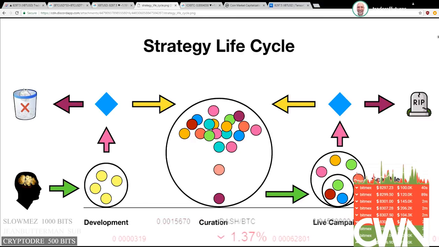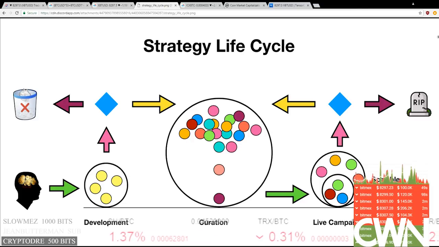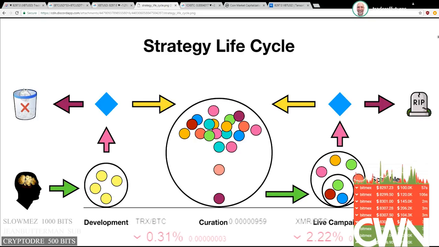Because you're not putting the odds in your favor. And that's the key. You want to put the odds in your favor as much as possible. Why would you trade a strategy where you know for a fact that you have about a 50-50 chance of it working out, and you're going to rely on your ability to manage risk? That's stupid.